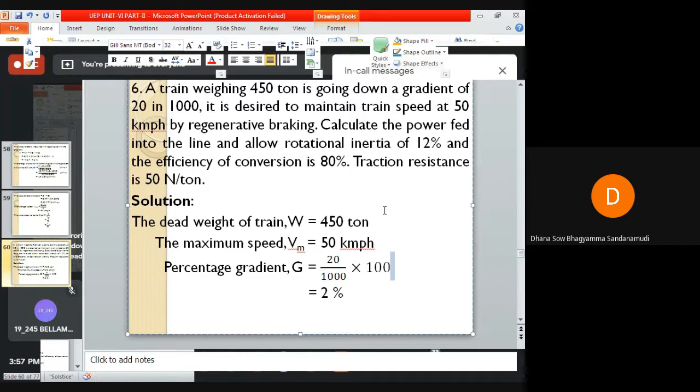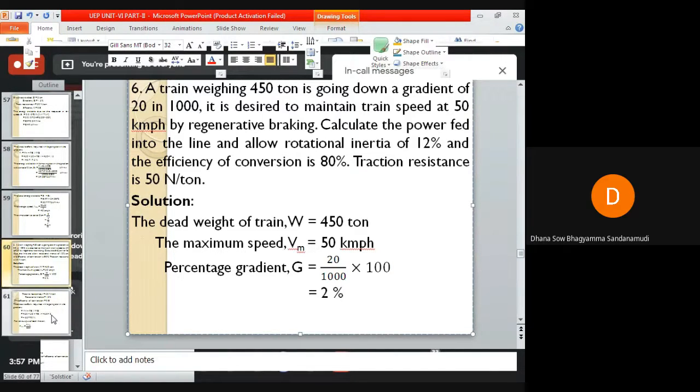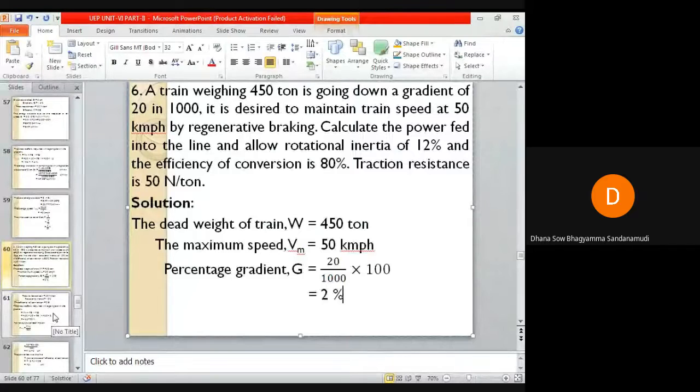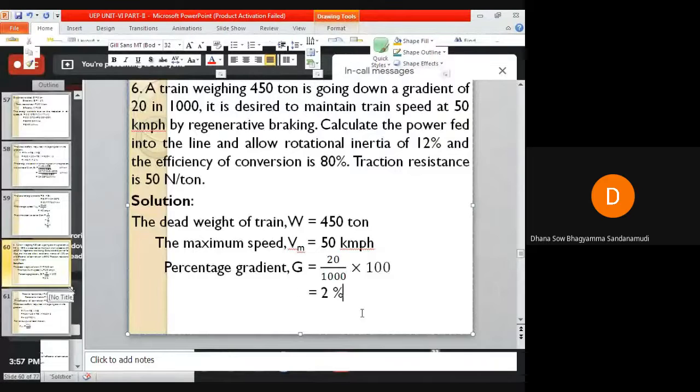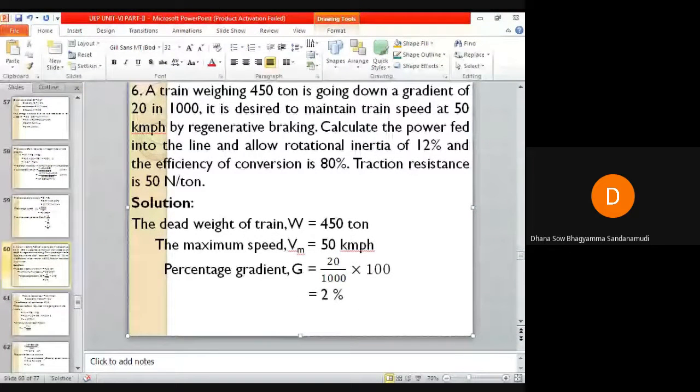50 kilometers per hour by regenerative braking. Calculate the power fed into the line, and the rotational inertia of 12%. The efficiency of conversion is 80%. Traction resistance is 50 Newton per ton. So dead weight of the train is this, and maximum speed is 50 kilometers per hour, and G is equal to 20 by 1000 into 100 is the percentage gradient. So you just write it down and inform me as soon as you complete.